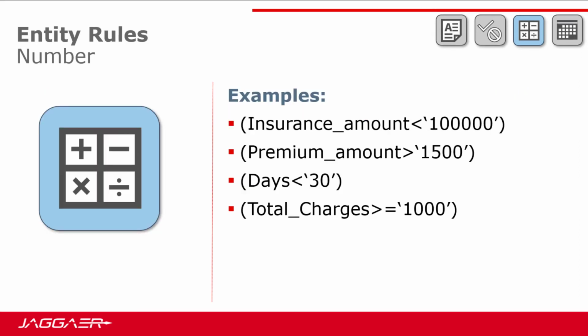Here are a couple of examples. Maybe the insurance amount needs to be less than $100,000. Premium amount must be greater than 1,500. Maybe days has to be less than 30. And whether or not you include commas doesn't really matter.